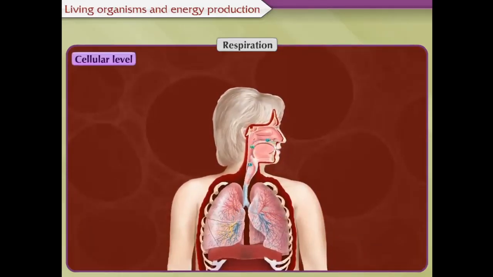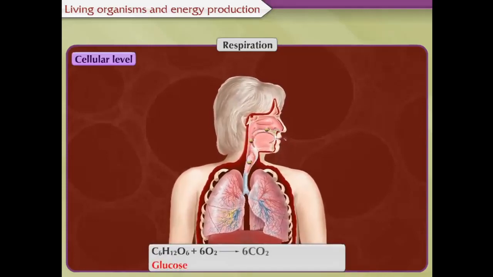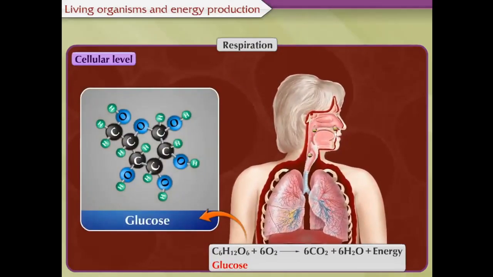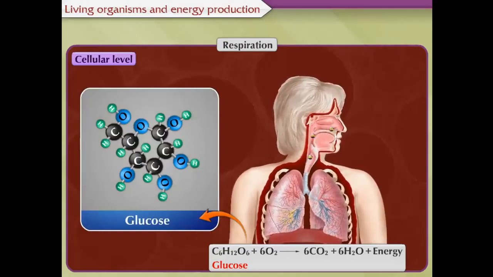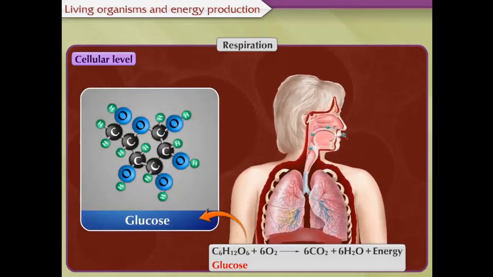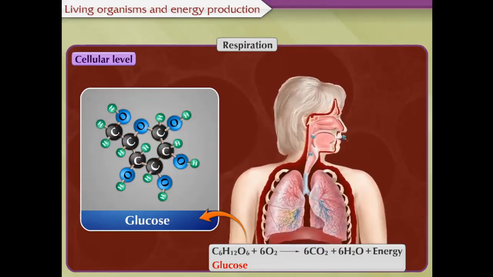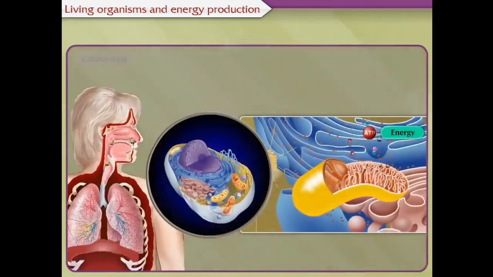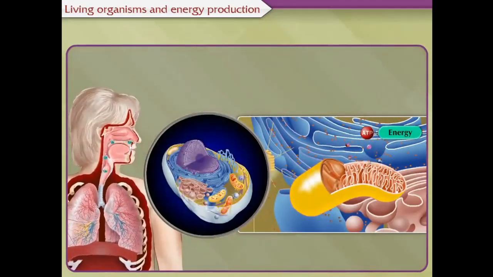When oxygen is taken inside the body, it is utilized to oxidize glucose molecules into carbon dioxide and water, and energy is released. Each glucose molecule that is oxidized during this process is made up of 6 carbon atoms, 12 hydrogen atoms, and 6 oxygen atoms. All these atoms are joined together with covalent bonds. Come, after this brief description about cellular respiration, let us now proceed to learn about its mechanism.